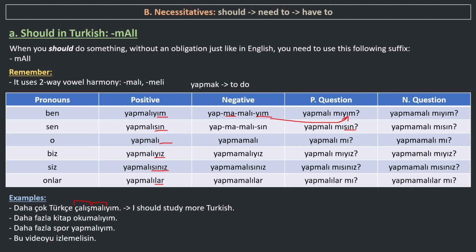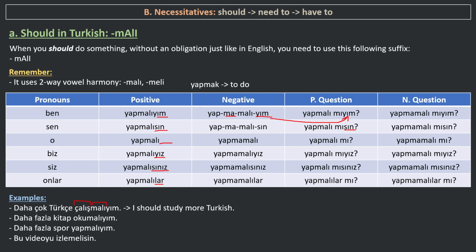Türkçemi geliştirmek için ne yapmalıyım? Ne yapmalıyım? What should I do? Yes, these are the basics, and malı is very simple. Just take the root of the verb. Just pay attention to the last vowel, because vowel harmony will tell you if it's malı or meli. And then attach malı or meli, and then the personal ending. Okay, I think this is clear.